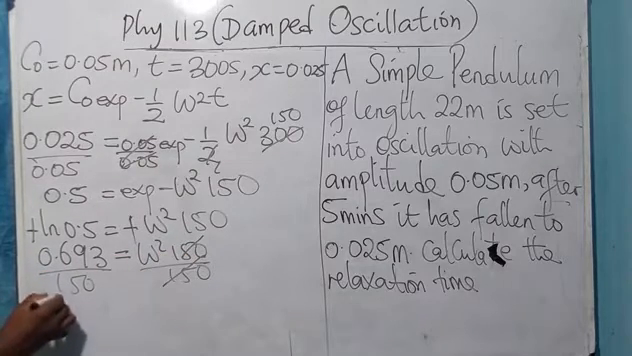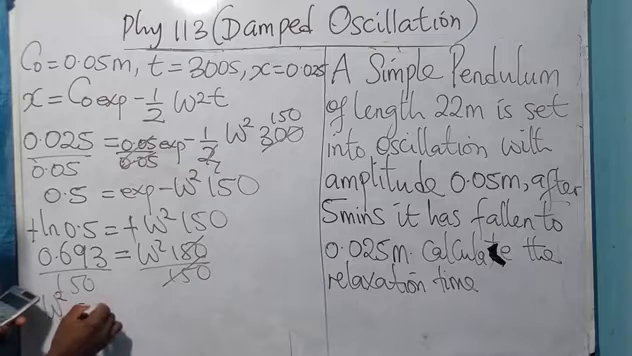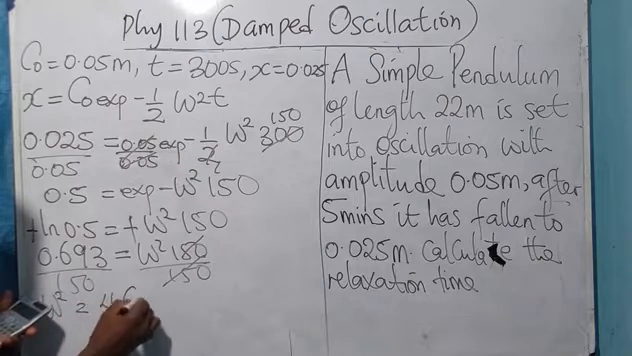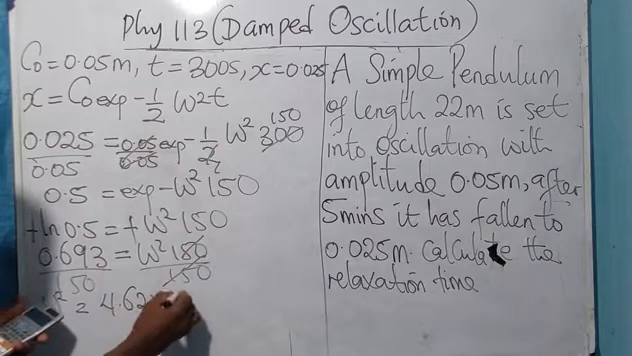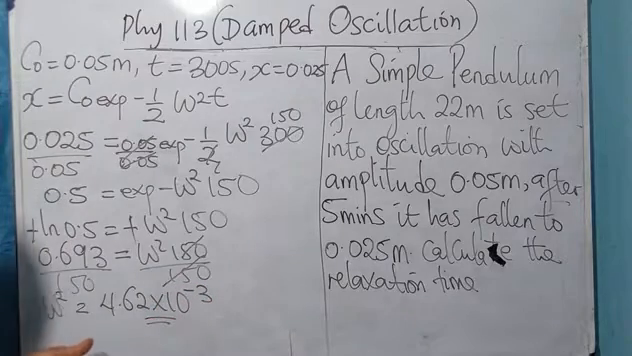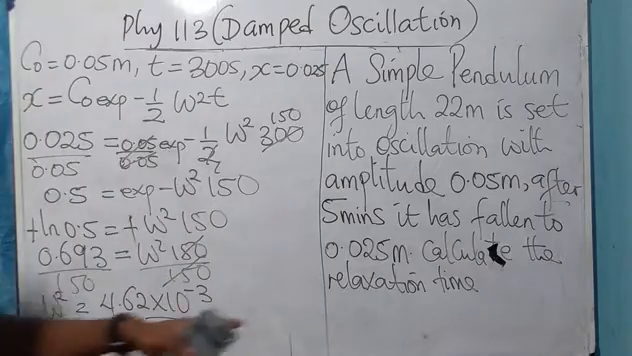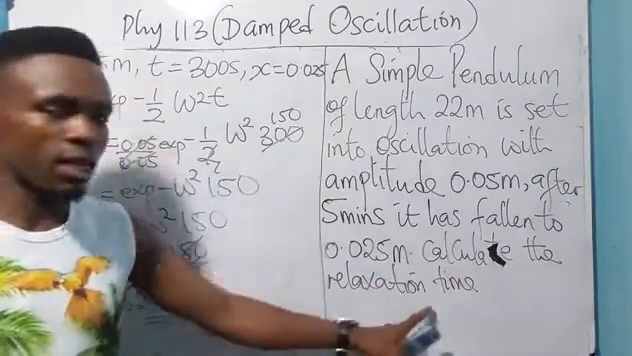It means that ω² is equal to 0.693 divided by 150, which equals 4.62 times 10 raised to minus 3. Is that the final answer? No. He said we should calculate the relaxation time.